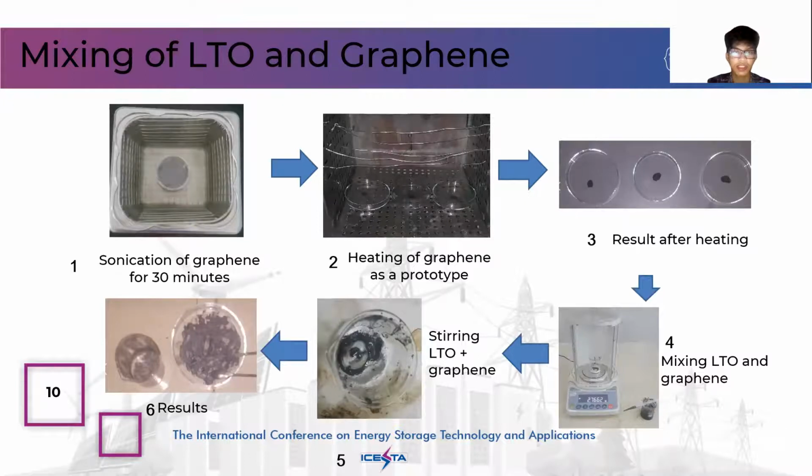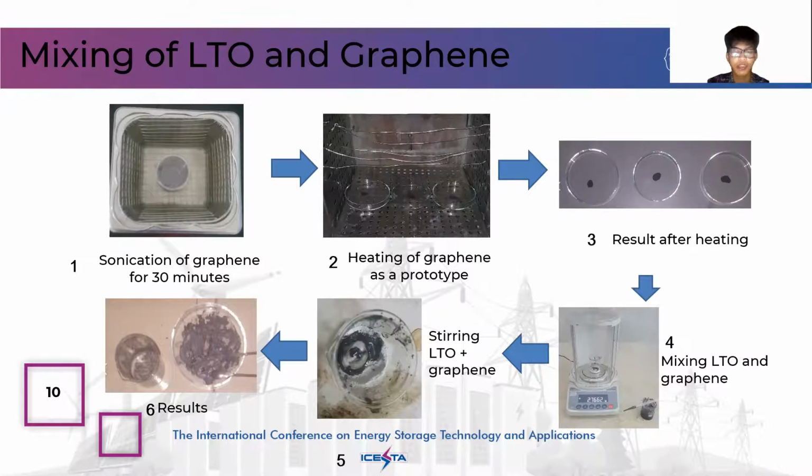And after that, the mixing of LTO and graphene. I guess this needs to be elaborated further because it has never been done before anywhere else. We are trying to utilize a process that has been tried on other materials besides LTO. First, we use sonication with the help of NMP. Then we heated graphene as a prototype. It is done to determine later just how much weight we're going to need.